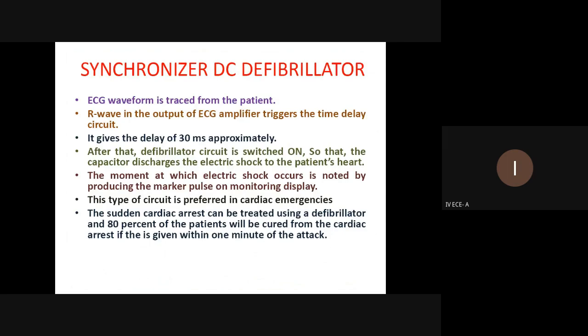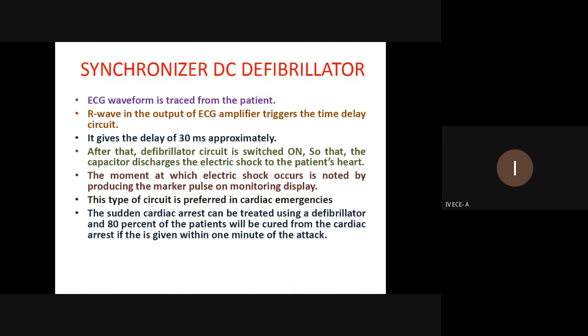In the synchronized DC defibrillator, the ECG waveform is traced from the patient. The R wave in the output of the ECG amplifier triggers the time delay circuit. It gives a delay of approximately 30 milliseconds. After that, the defibrillator circuit is switched on so that the capacitor discharges the electric shock to the patient's heart. The moment at which the electric shock occurs is noted by producing a marker pulse on the monitoring display. This type of circuit is preferred in cardiac emergencies.